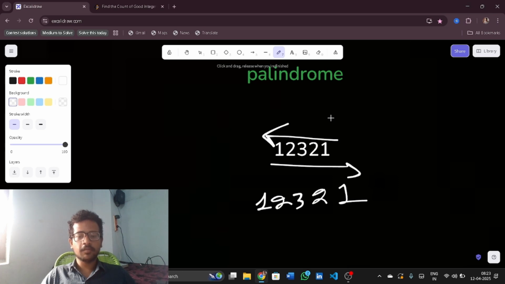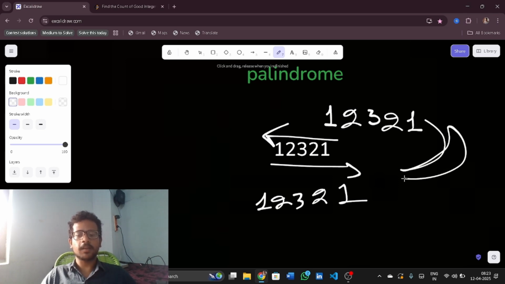If I read this in reverse, taking every number as I read it in reverse, I get 1 first, then 2, then 3, then 2, and then 1. See, these two are the same. So this is called a palindrome.